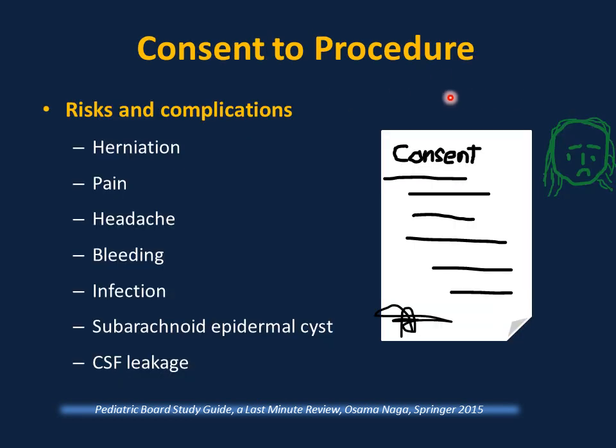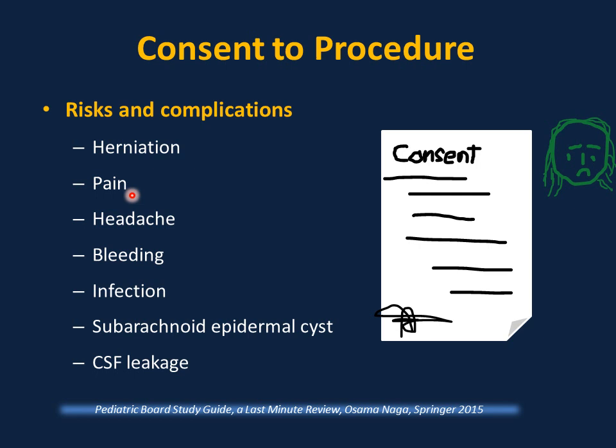Before we perform the procedure, we have to obtain consent from parents or guardian in order to be able to perform a lumbar puncture on a child, explaining all risks and possible complications. Herniation is extremely rare, but we have to examine the child, a complete neurological examination, and examine the eye for any signs of increased intracranial pressure or focal neurological signs.